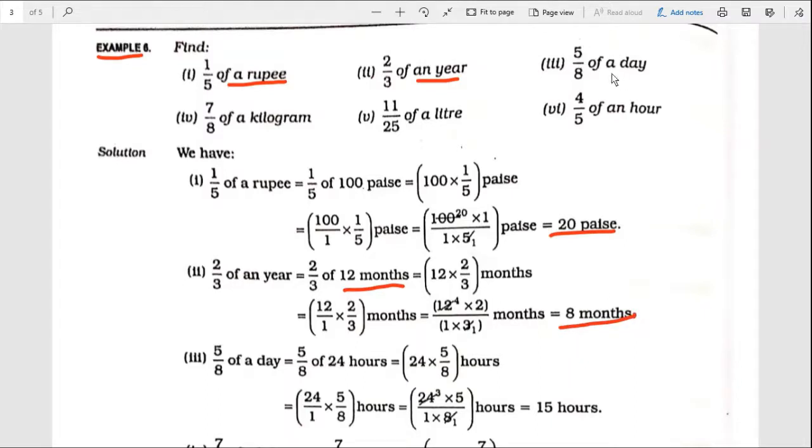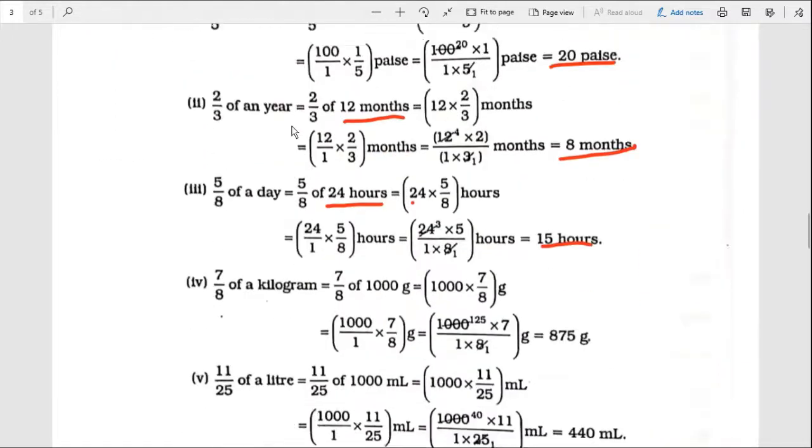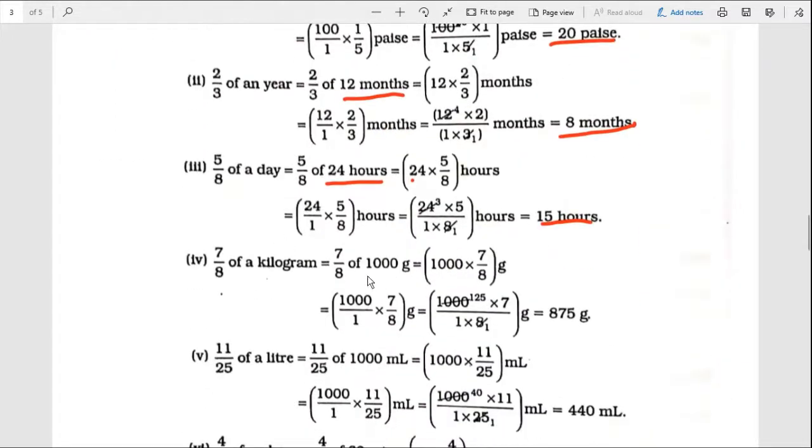5 by 8 of a day. A day is equal to 24 hours. So 24 into 5 by 8. 8 threes are 24, 3 fives are 15. So here it is 15 hours. 7 by 8 of a kilogram. A kilogram means 1000 grams.